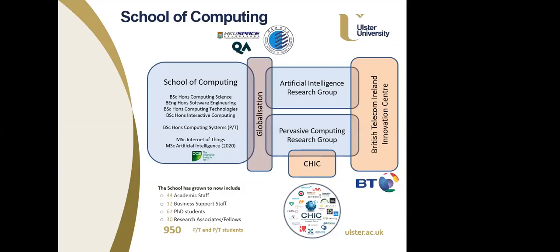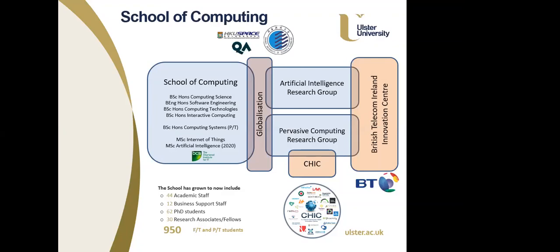So this is quite a busy slide, but there's quite a lot that I would like to highlight here in terms of how we organise ourselves in the School of Computing at Ulster University. So we have a number of undergraduate courses that I'll talk to you about in a second, and we have 2 master's opportunities in Internet of Things and Artificial Intelligence. And that's mainly our teaching provision within the school.